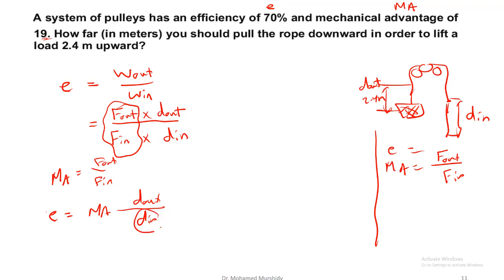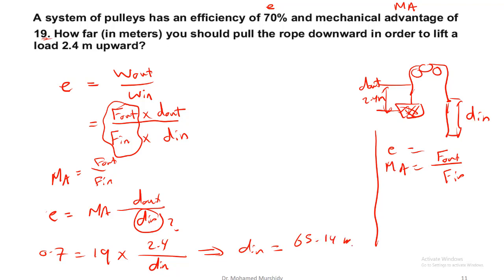Remember, we are looking for d in. Do we have the other things? Yes, we have the efficiency. The efficiency is 70%, meaning 0.7. The mechanical advantage is 19 times. d out is 2.4, and we are looking again for d in. Solving for d in, d in equals something around 65.14 meter. This is a good problem.